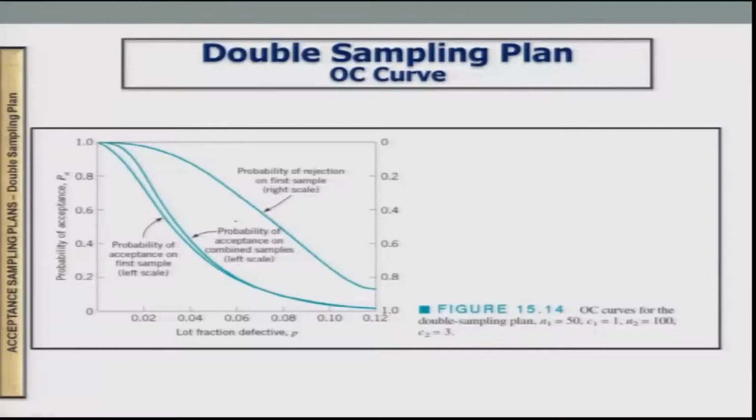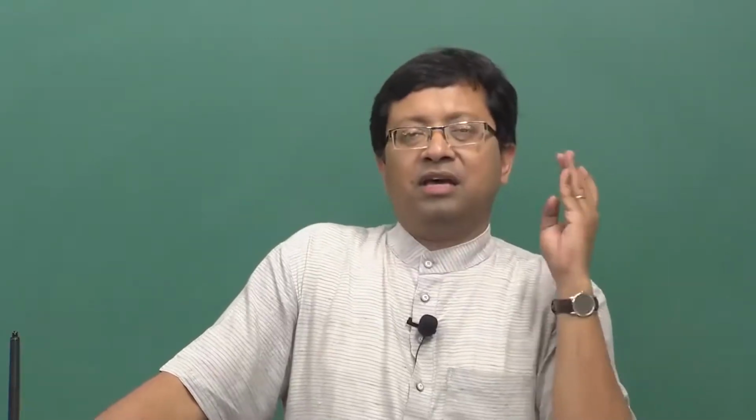So, the double sampling plan operating characteristic curve, and the triple sampling OC curves, would also be dictated according to the values of capital N, small n1, small n2, C1 and C2 for the case of double sampling. In case of triple sampling, the OC curves would be dictated by small n1, small n2, small n3, capital N.